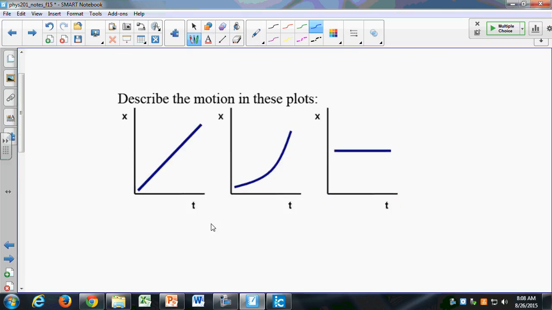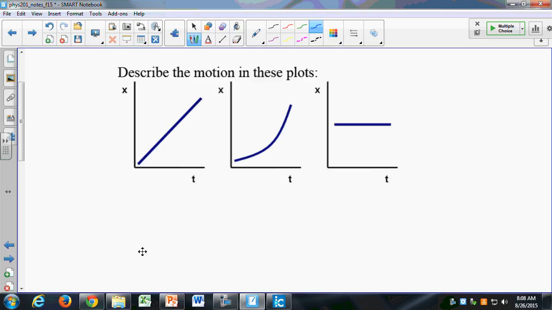Next, you're going to see some qualitative things like this. Just describe the motion in these plots. So for example, I would ask you, is the velocity constant? Is it negative or positive? Is the acceleration negative or positive? You should be able to tell me all those answers about a particular plot. So for example, here I have the position versus time graph.